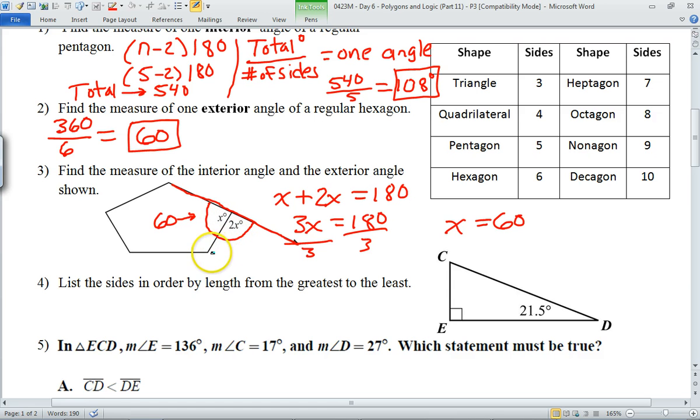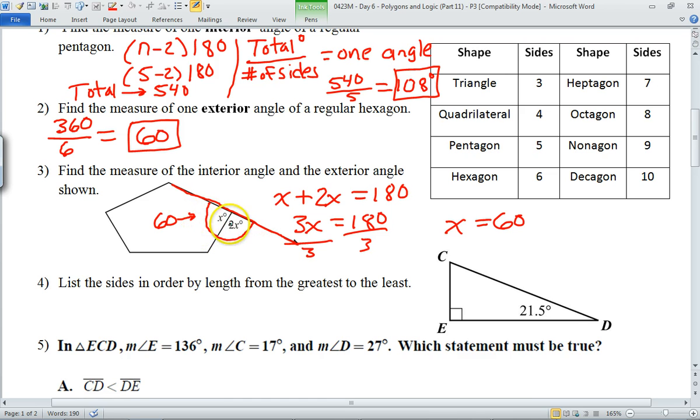For people that are listening to this video at home or in another class, she said she was thinking that would be 108 because she did 540 divided by 5. All right? The mistake that you were making was you were assuming that this was a regular pentagon. You were assuming that all the sides and angles would be the same, so you could just take the total and divide by 5. But there's nothing in this problem that tells us that this is a regular pentagon. So we can't just divide by 5.